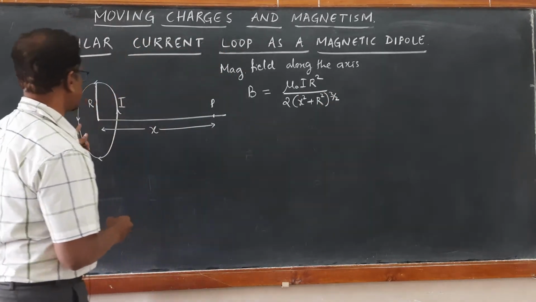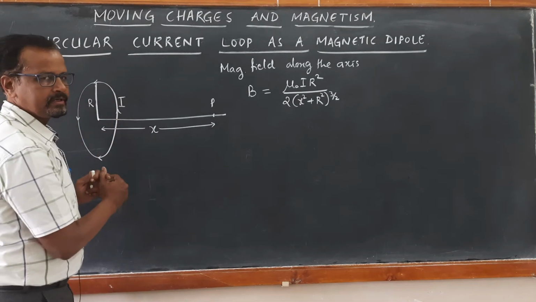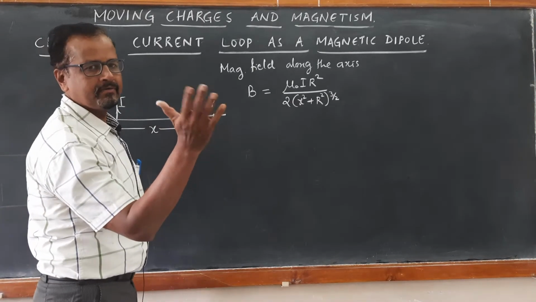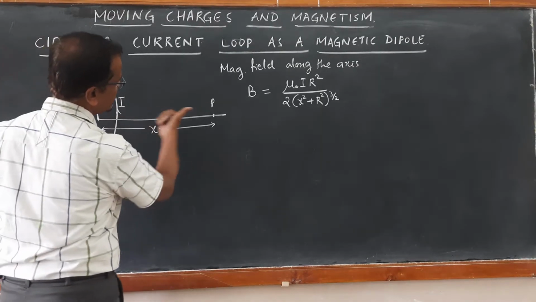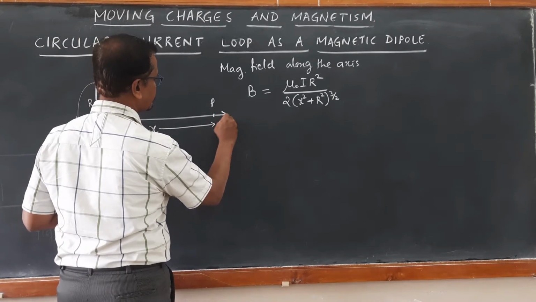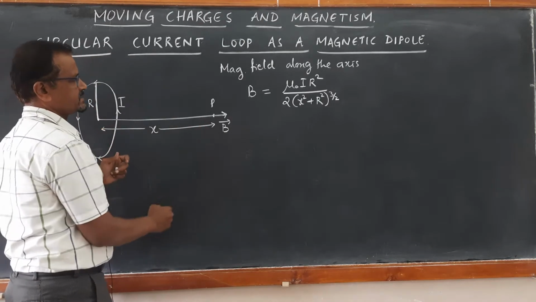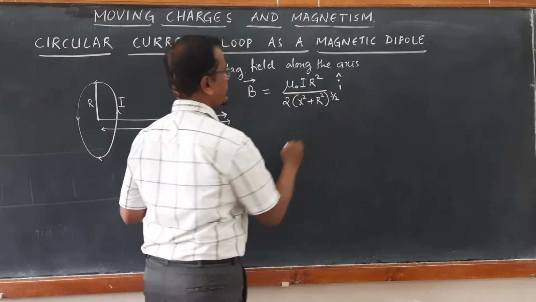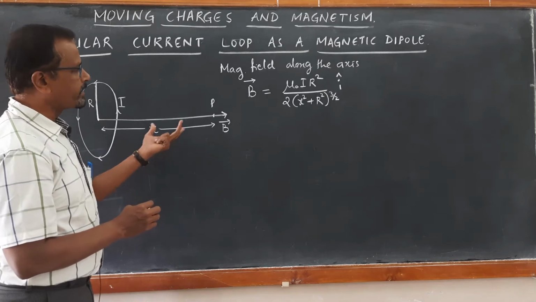The direction of this magnetic field is along the axis when the current is in the anticlockwise sense. If the current is in the anticlockwise sense along the four fingers of the right hand, then the thumb represents the direction of the magnetic field along the axis. If we take this as the x axis, then the direction is given by i cap, where i cap represents the unit vector along the x axis. This is how we have already derived it.